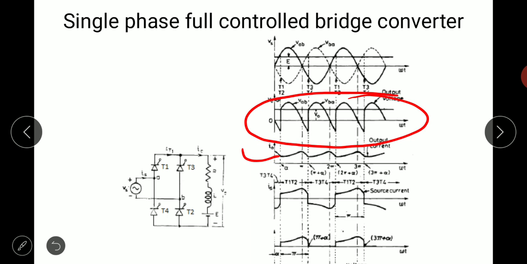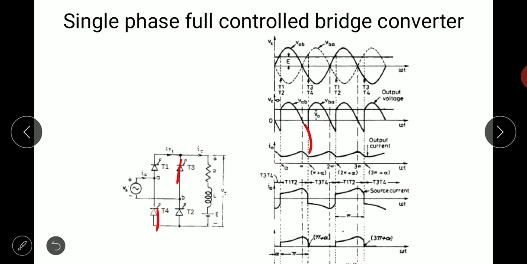Let us analyze this V0 voltage again. We have seen that till pi plus alpha, the load voltage is same as Vm sin omega t. After pi plus alpha, when T3 and T4 are conducting, you can see that now this B terminal will be at this side, and this A terminal of supply will be at this side. That means load voltage has become minus Vm sin omega t.